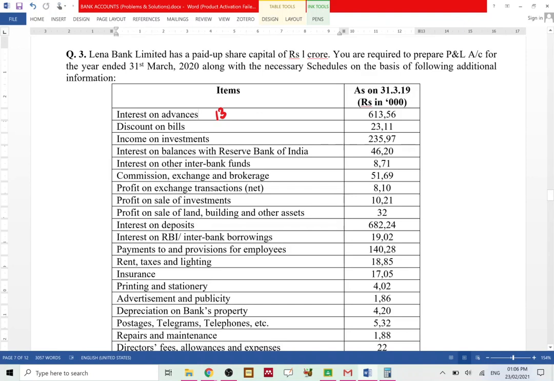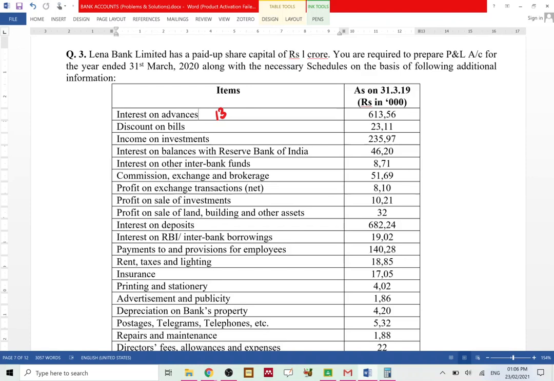What about discount on bills? What is the schedule number? I would like everyone to participate at least by now. You tell me where it will go, whether it's an income, expenditure. I'll give you an easier way to try and figure this out. There are only two categories in the P&L where most of these items go. One is income, one is expenditure. Very simple. First is income, second is expenditure.